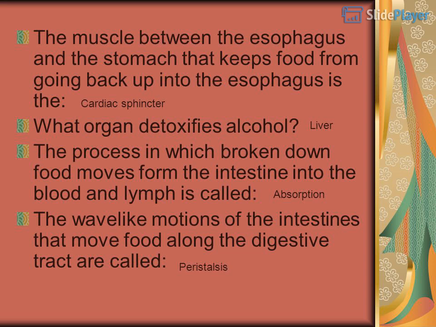What organ detoxifies alcohol? The process in which broken down food moves from the intestine into the blood and lymph is called what? The wave-like motions of the intestines that move food along the digestive tract are called what? Cardiac sphincter. Liver. Absorption. Peristalsis.